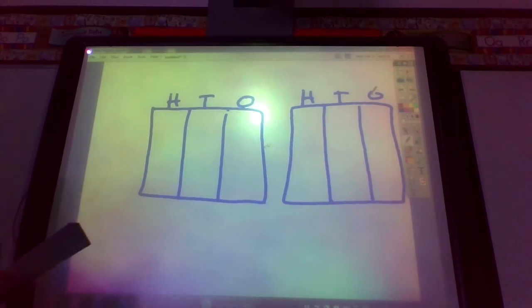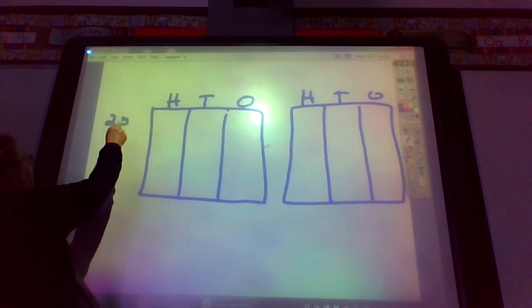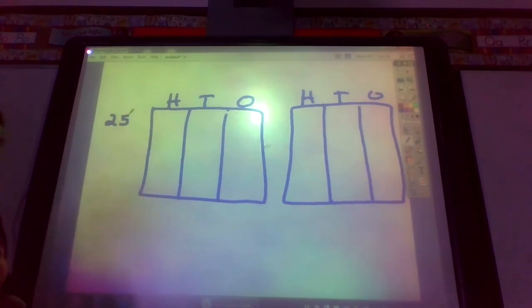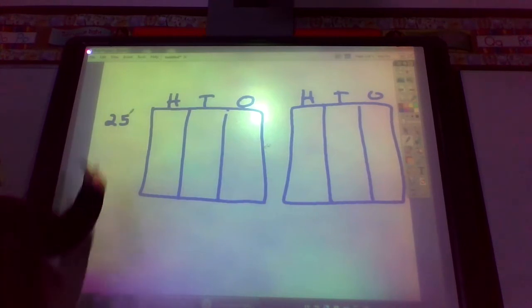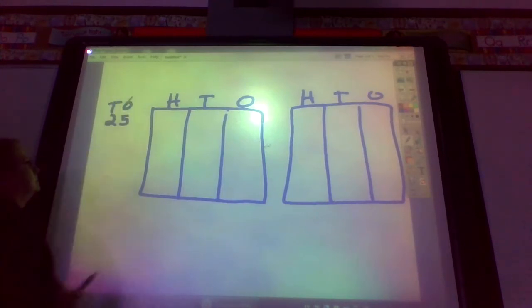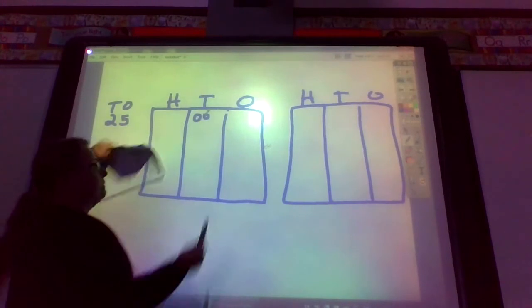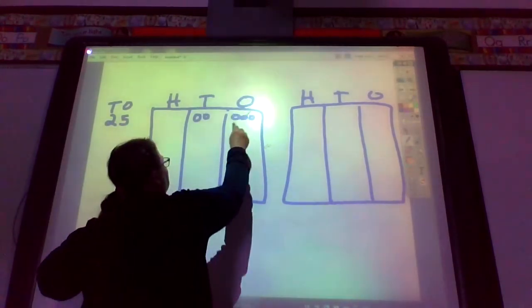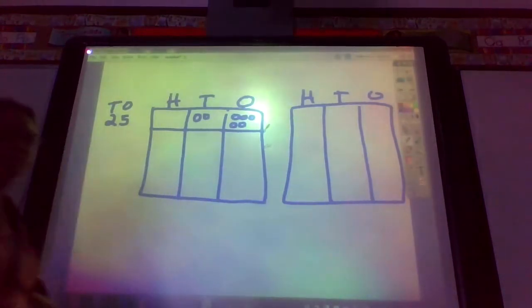Let's start with the first number. The first number is 25. So let's put 25 here. Okay? First thing we need to do is we need to label. I only see 2 numbers, so I don't have a hundreds. So this would be tens and ones. Okay, now we can draw it. How many tens? 2. How many ones? 5. And I'm going to draw a line underneath because I just did that number.